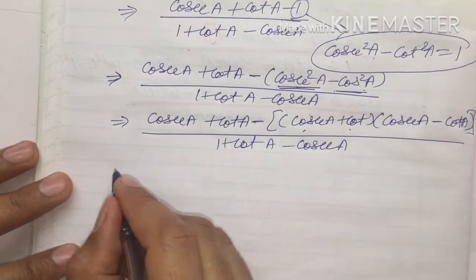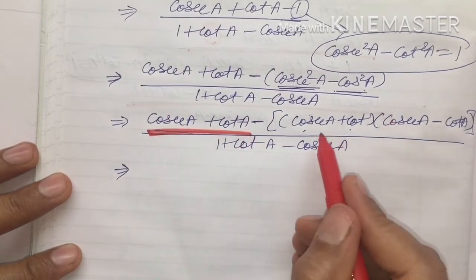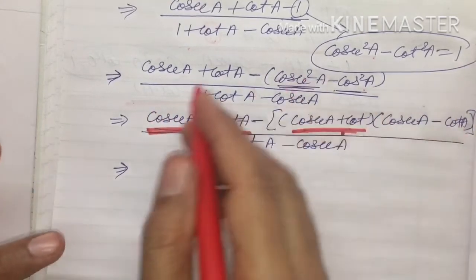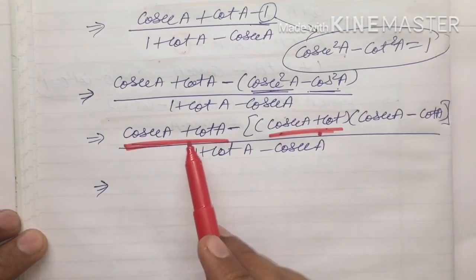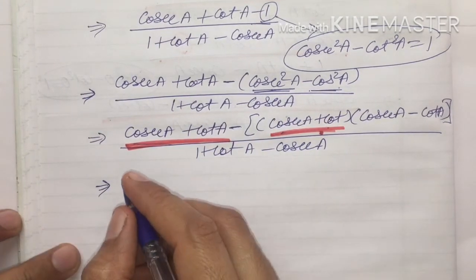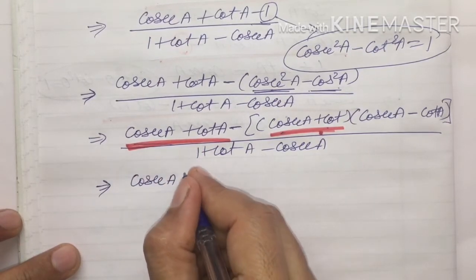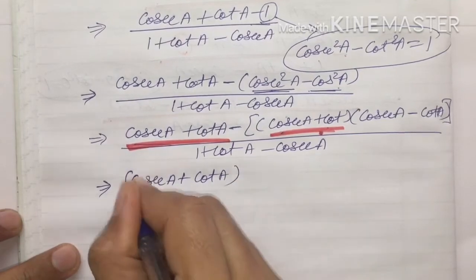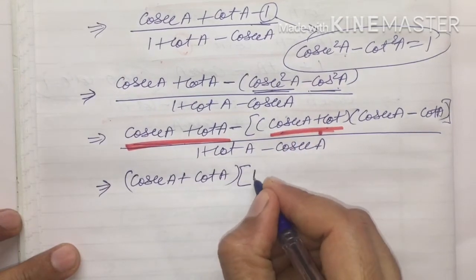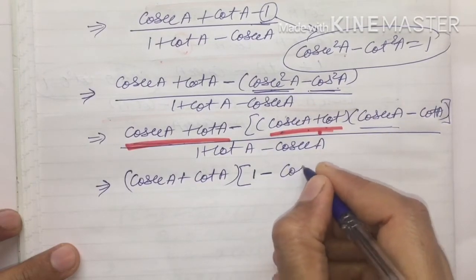As you see in the numerator, this part I will underline, this part is the same. From this bracket we can take it as common, and from the full numerator we can take cosecant A plus cot A as a common term. So it will be cosecant A plus cot A common. Then what is left in the bracket? In place of this, 1 is there, minus this part we took, and this is left. So this is in the bracket.